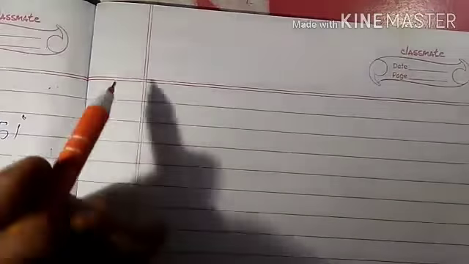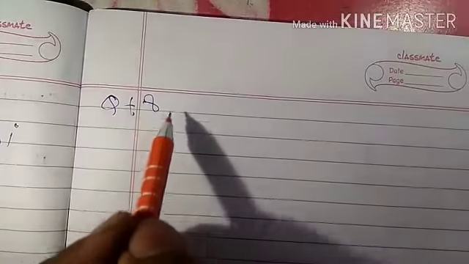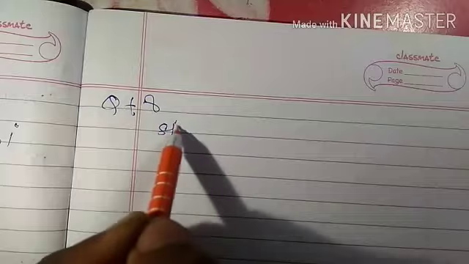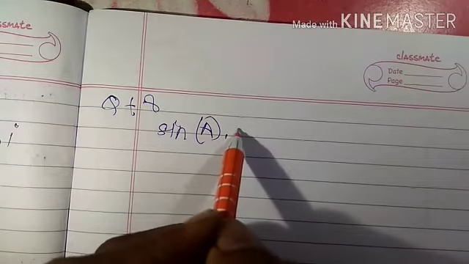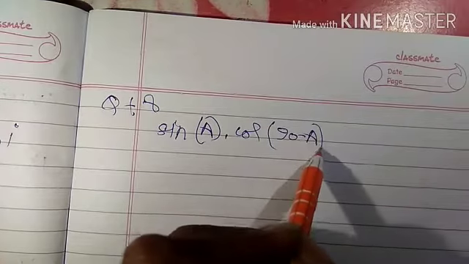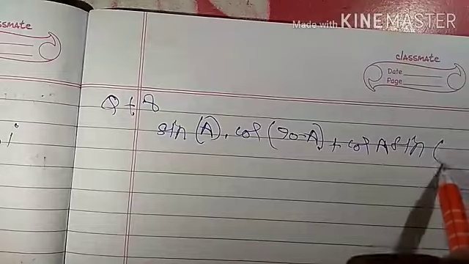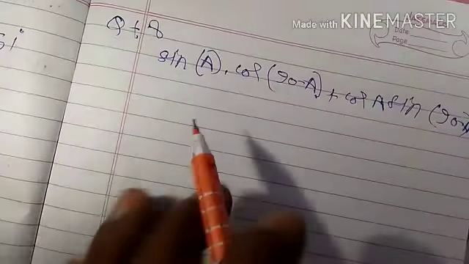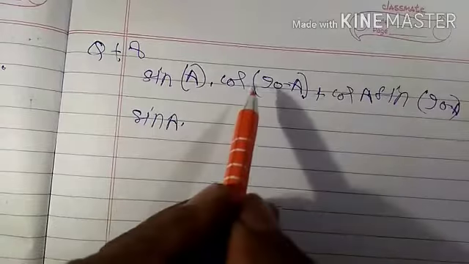So next question, question number 8. Find the value of sin A · cos(90 − A) + cos A · sin(90 − A). So we can write sin A into cos(90 − A).